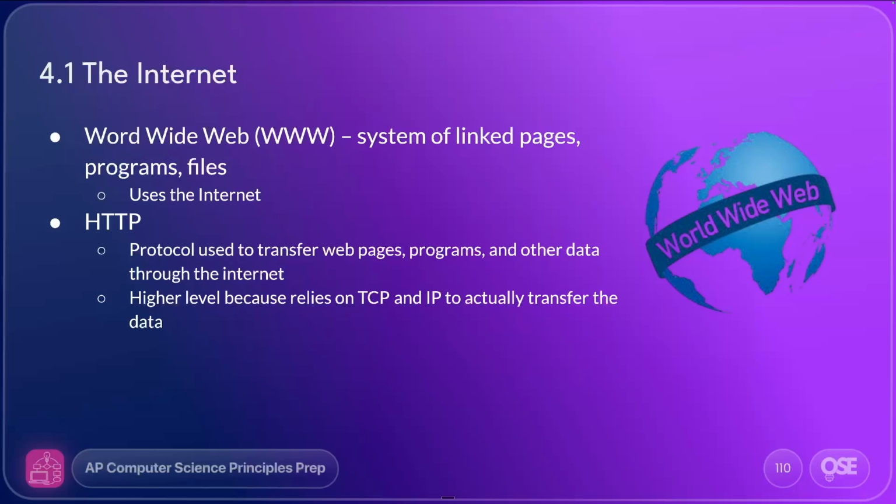Next is World Wide Web, WWW. It's a system of linked pages, programs, and files. And World Wide Web uses the internet. Next is another protocol, HTTP. It's a protocol used to transfer web pages, programs, and other data through the internet. And it's called a higher level protocol because it relies on other technologies under the hood, like TCP and IP, to actually transfer the data.